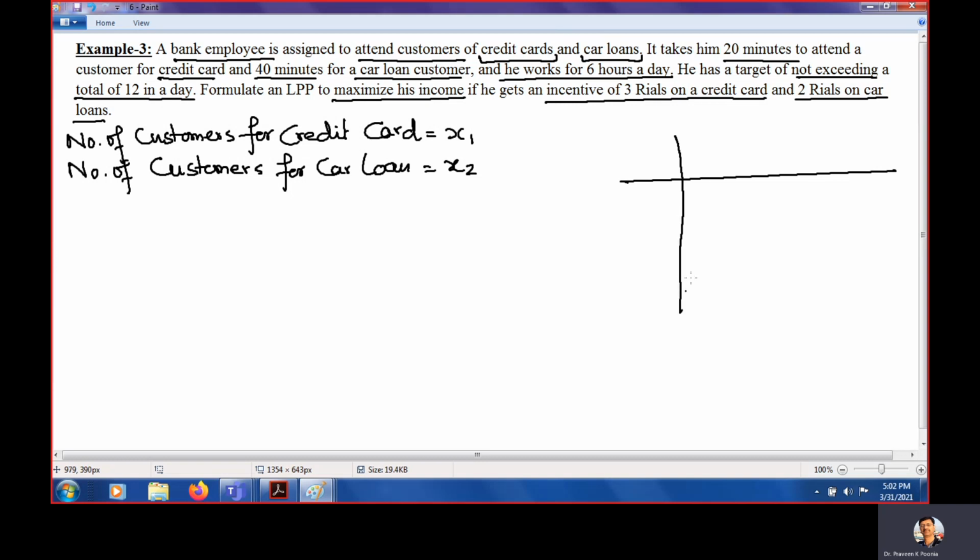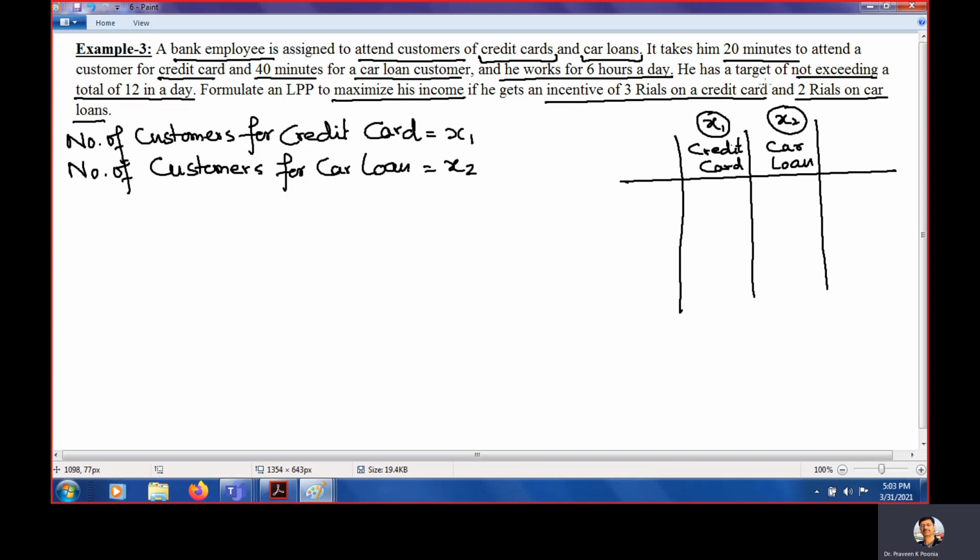Immediately go to the table. The process is very, very simple, my dear friends. So write, this is credit card customer. And how many customers? X1. This is car loan customers. And how many car loan customers? It is X2. This is the concept. Credit card and car loan.